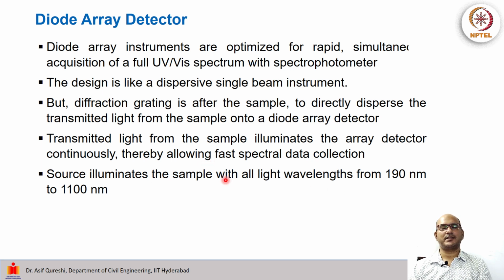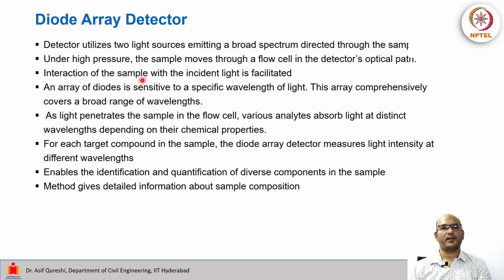So the source will basically illuminate the sample in pretty much all the light wavelengths, because we will use a combination of lamps. The detector will utilize generally two light sources emitting a broad spectrum directed through the sample. Under high pressure, the sample will move through a flow cell in the detector's optical path. This will facilitate the interaction of the sample with the light that is being incident on the sample.